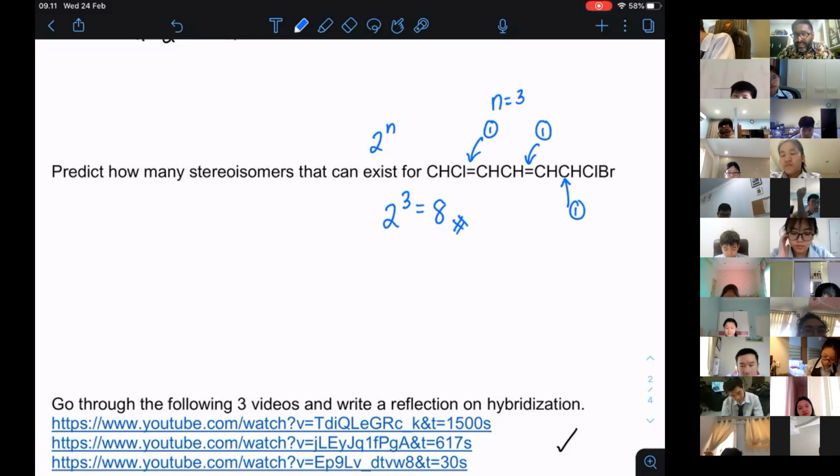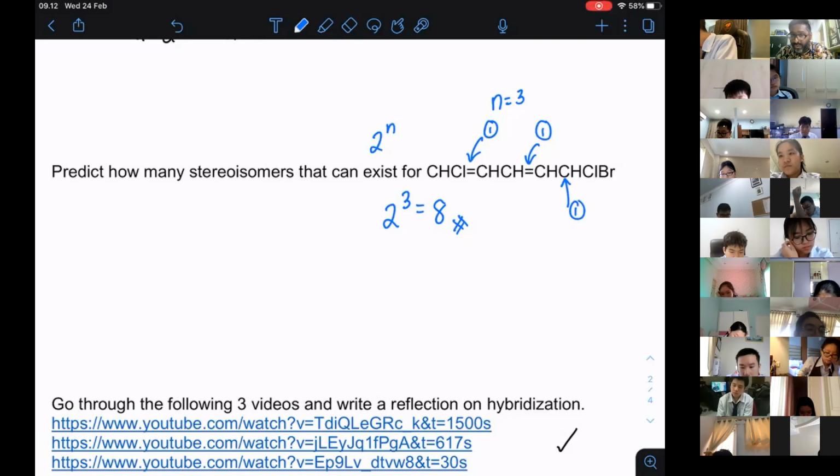Now, whether you need to draw and show all the stereoisomers, if you have that kind of question, the answer is very simple. You are not required to draw any of those molecules. They will not ask you to draw. So this is what I want to teach you about the number of stereoisomers.